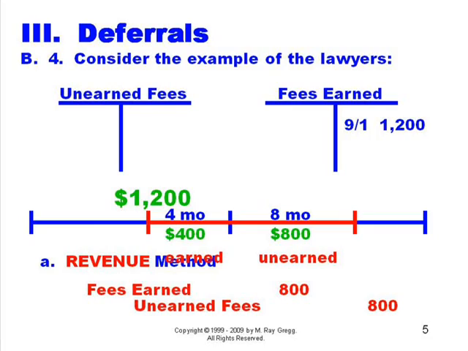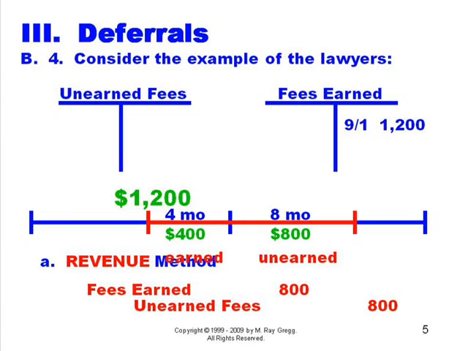So let's consider this example for the lawyers and say this first time that we're following the revenue method. When we collected cash, we thought that that was revenue, and we credited fees earned for the $1,200 on September 1st. Now we've done some counting and some calculating, and it seems that 4 months have been earned by the end of the year, and 8 months won't be earned until next time period. So that's the allocation we're attempting to make. The 4 months earned and the 8 months unearned.